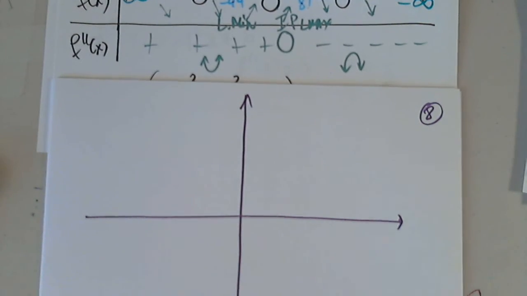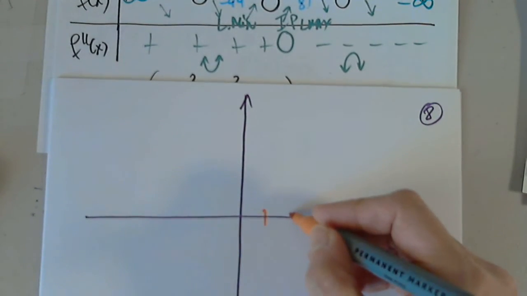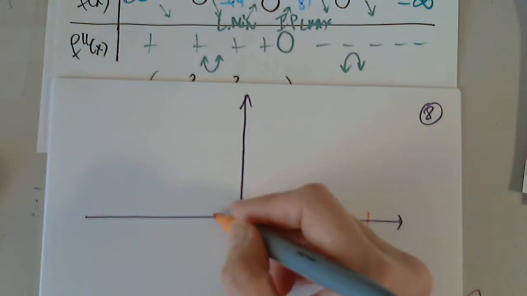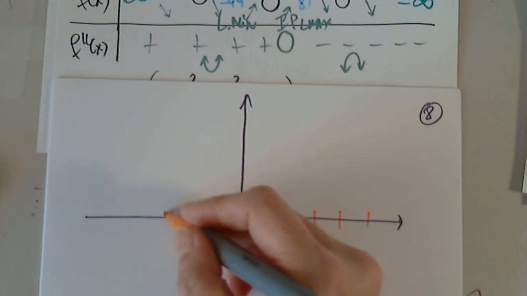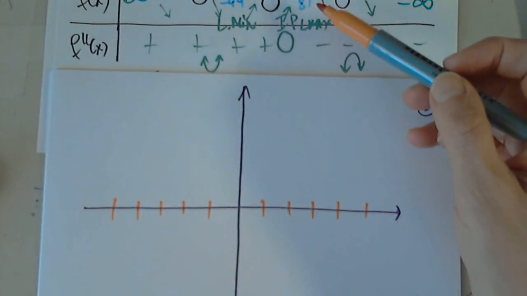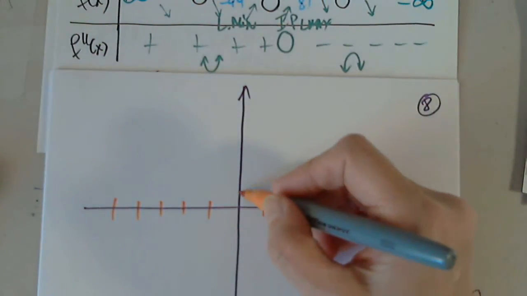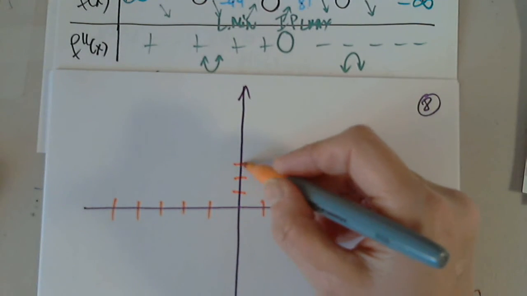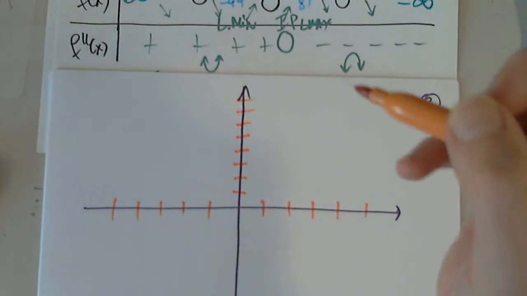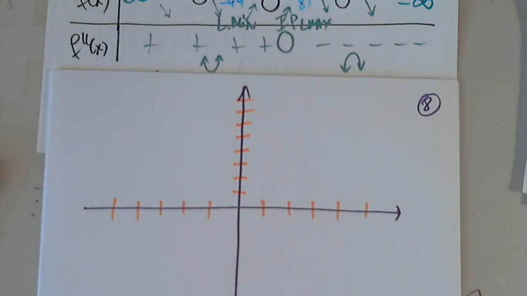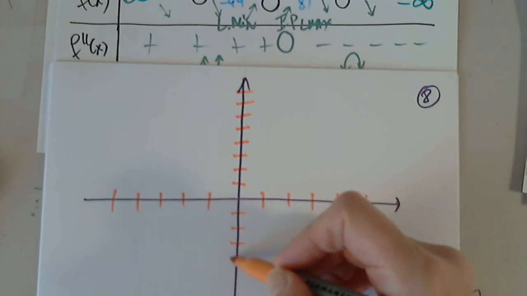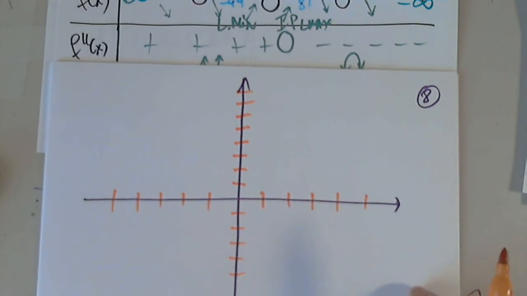So 1, 2, 3, 4, 5. A bigger scale, 1, 2, 3, 4, 5. But because I have to get to 81, I'm going to say 10, 20, 30, 40, 50, 60, 70, 80, and that will be my 81. And 10, 20, 30, 40, 50 for the negative 44.